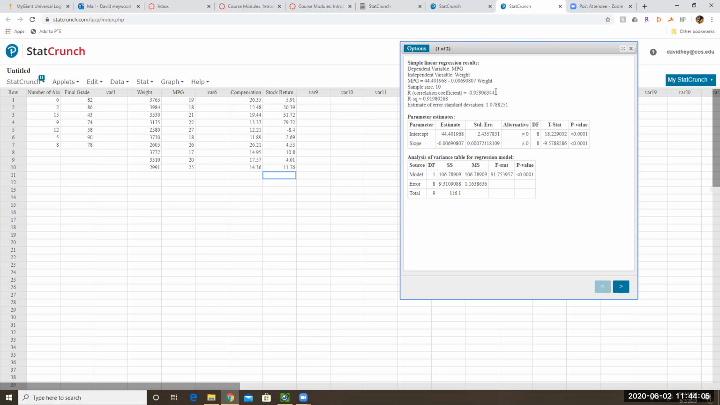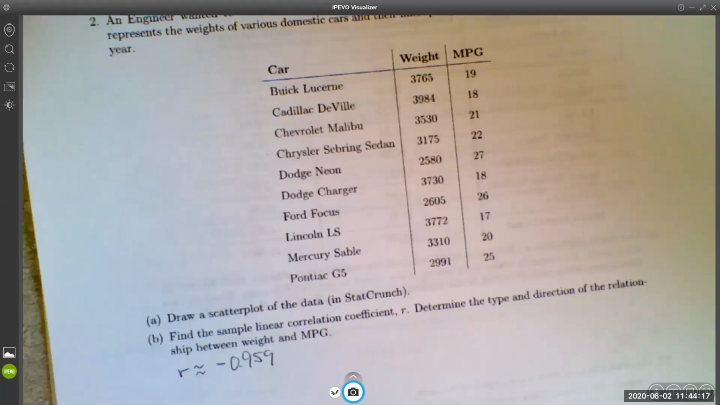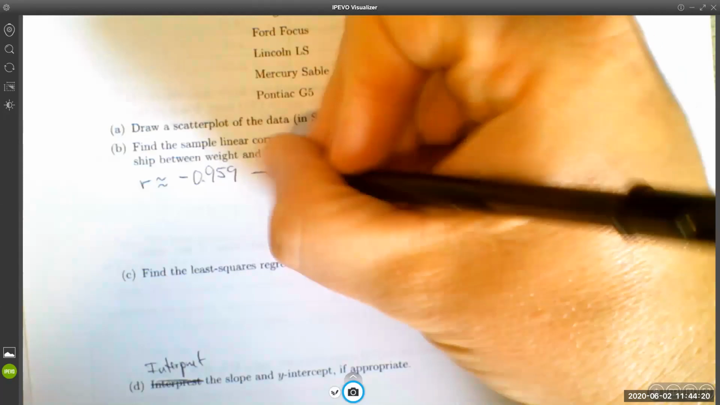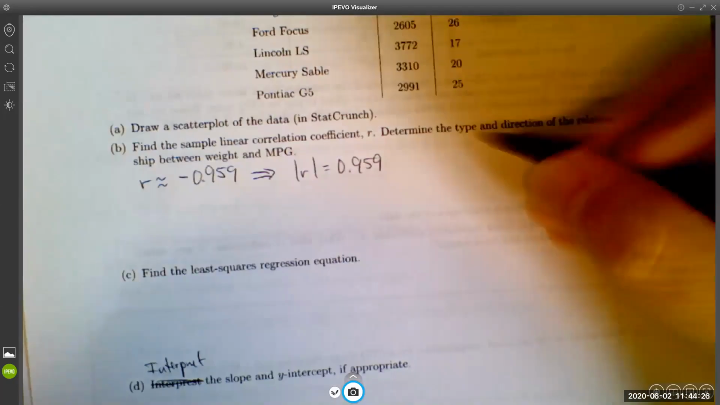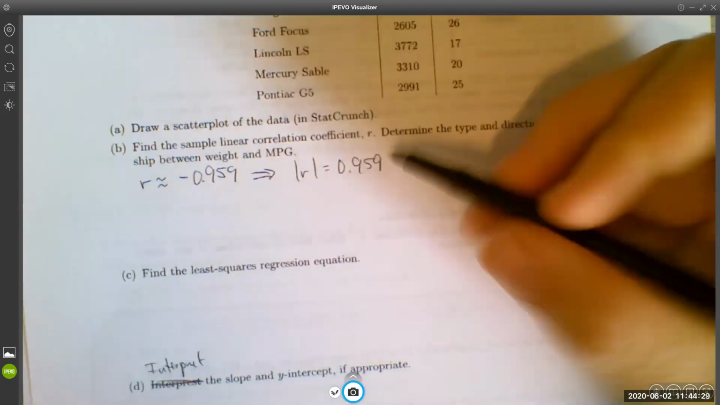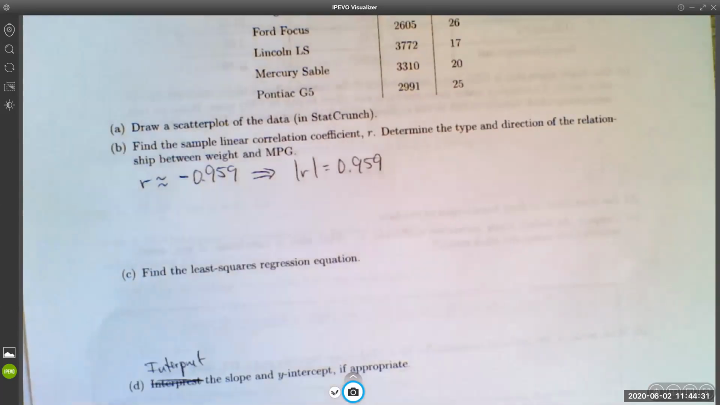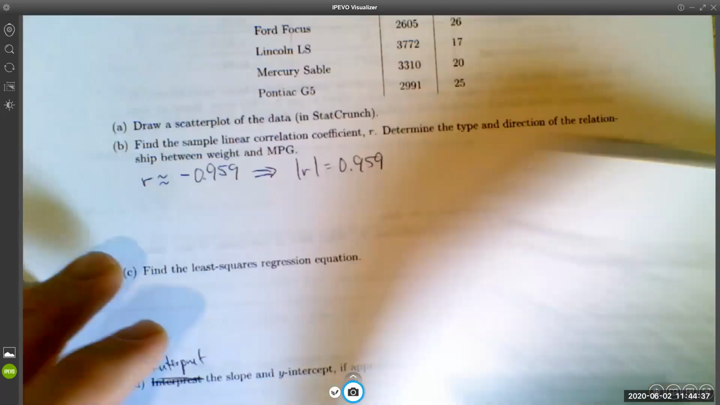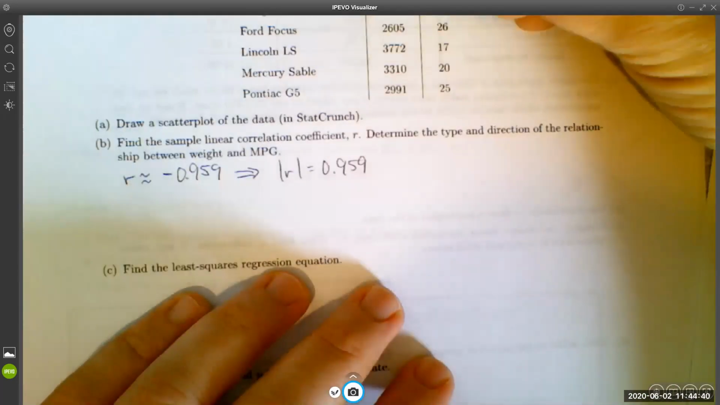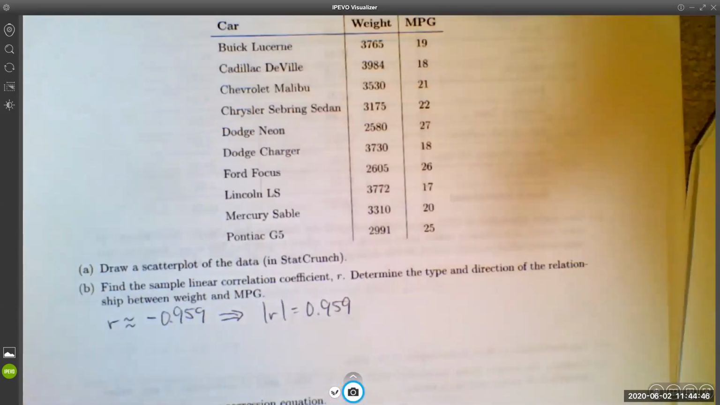So our correlation coefficient, R, is approximately negative 0.959. And so, of course, that means the absolute value of R is positive 0.959. And to determine if there's a linear relationship, we need to compare this to a critical value. So I'm going to look at that critical value chart again from 4.1. And here I've got 1, 2, 3, 4, 5, 6, 7, 8, 9, 10 observations, right? 10 observations. So n equals 10.